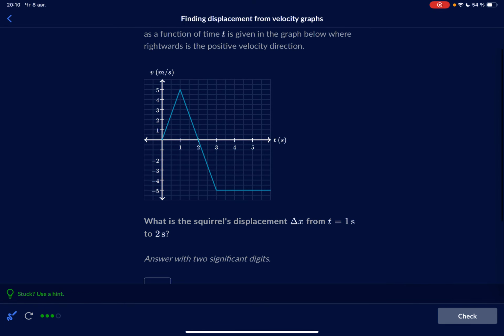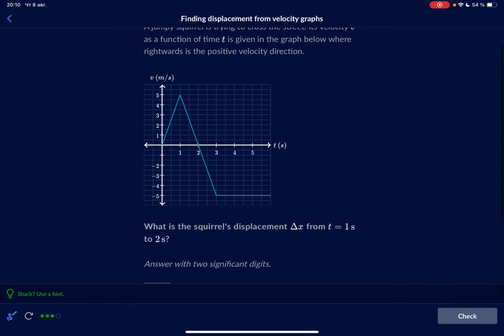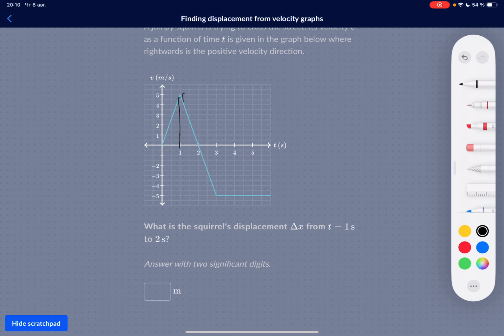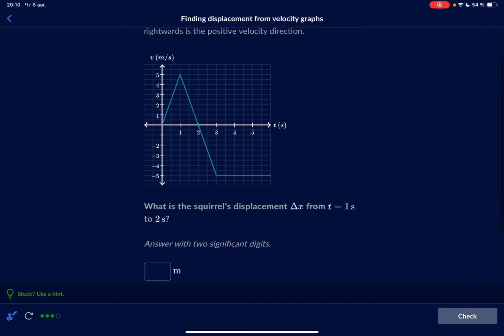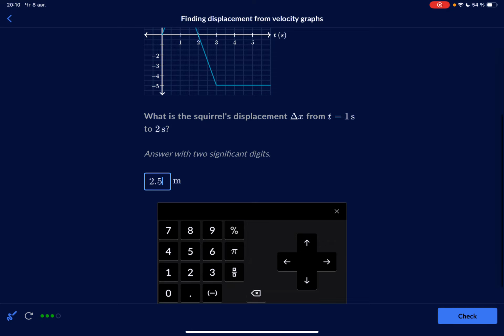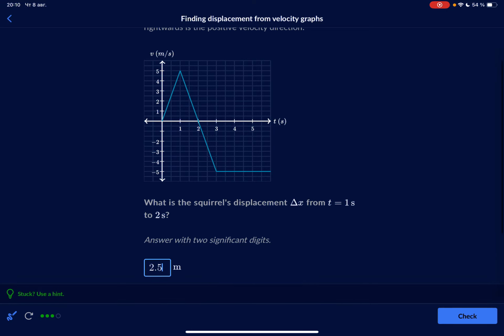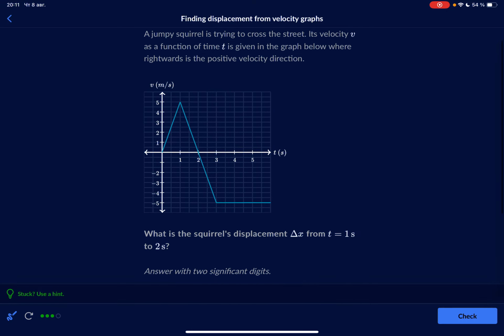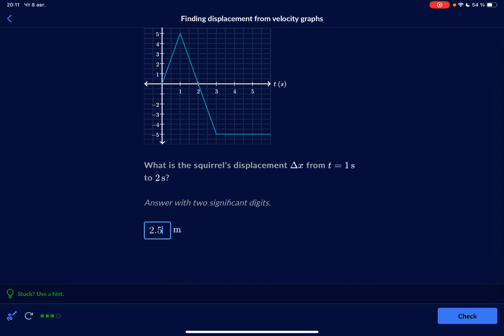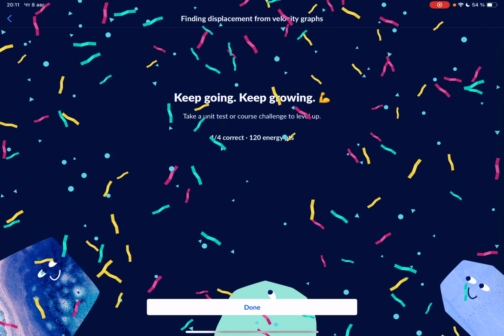Okay, so the fourth question, what is the squirrel's displacement from 1 to 2? From 1 to 2, as we said before, 1 multiplied by 5 divided by 2, that would be 2.05. So I guess it's just getting easier, and you can try it yourself. I will share the link below, and you can start practicing those. So yeah, that's it.